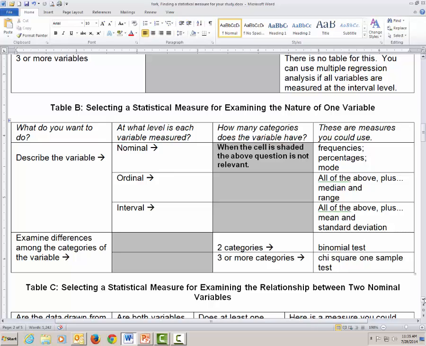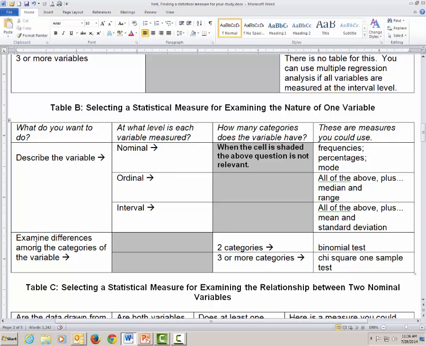Okay, now let's look at the next table, the one where you're seeking a statistical measure for examining the nature of one variable. So what do you want to do? Do you want to describe the variable? At what level is the variable measured? If it's nominal, you can go to frequencies, percentages, or the mode, which would all be appropriate to describe a nominal variable. Ordinal variable, however, you can use all of these above plus the median and the range. If you have an interval variable, all of the above plus the mean and the standard deviation.